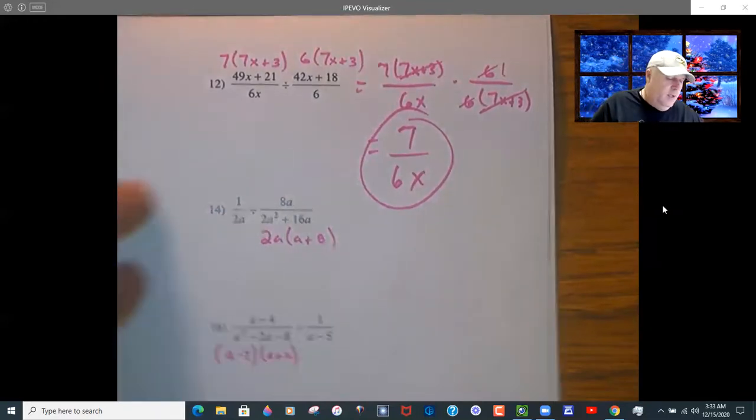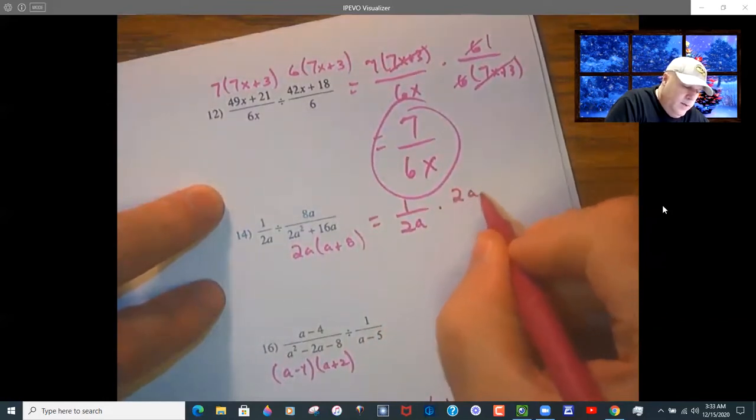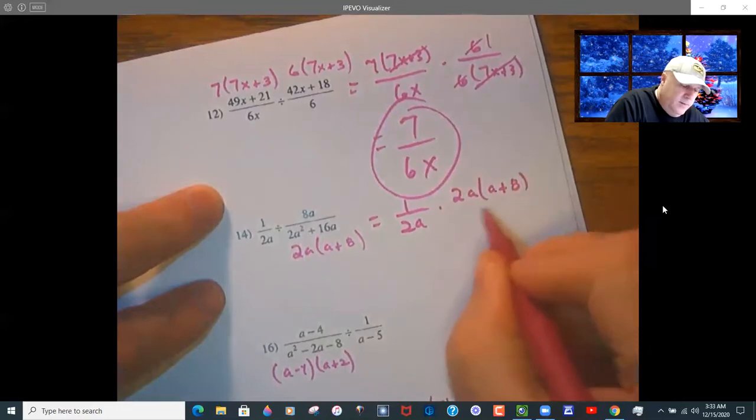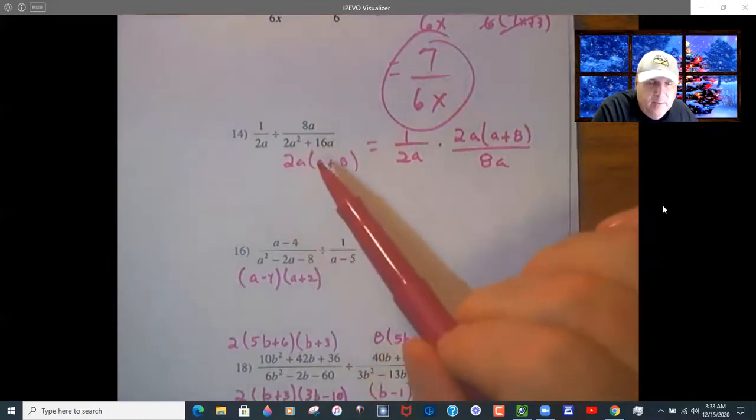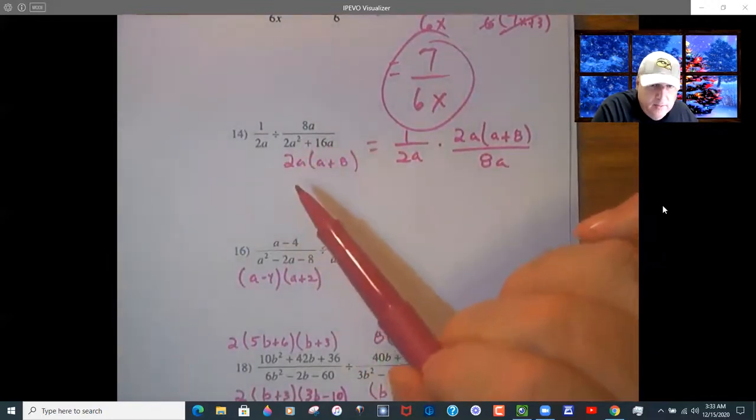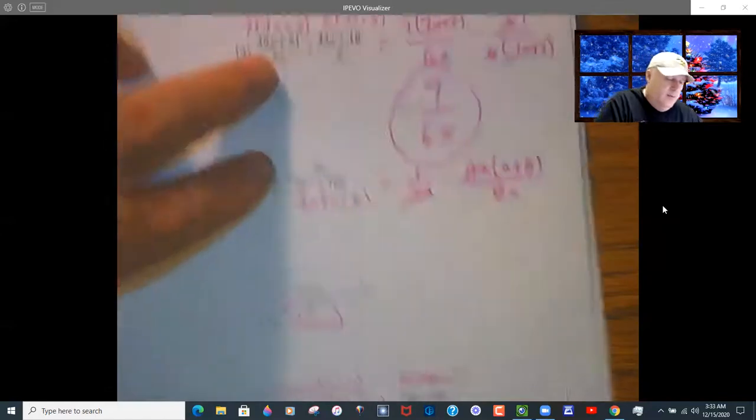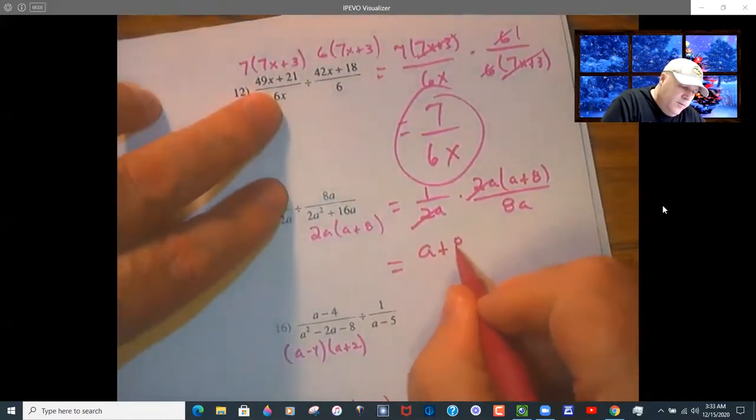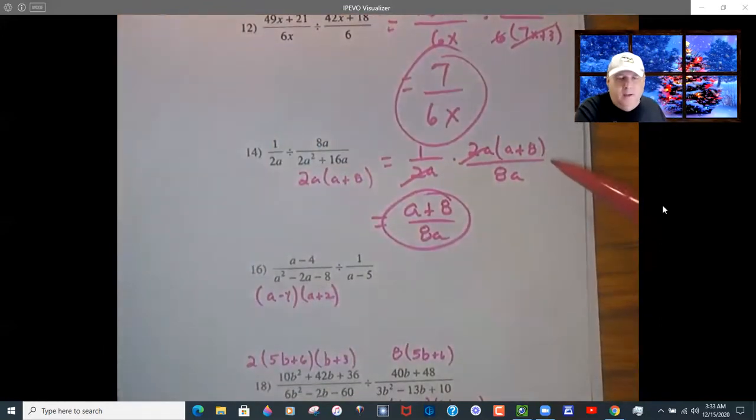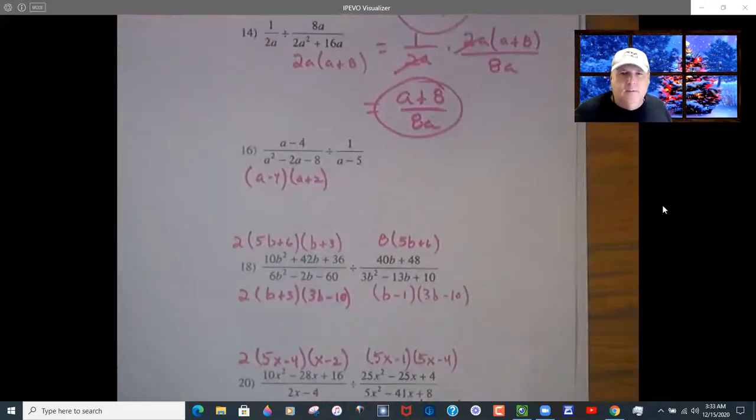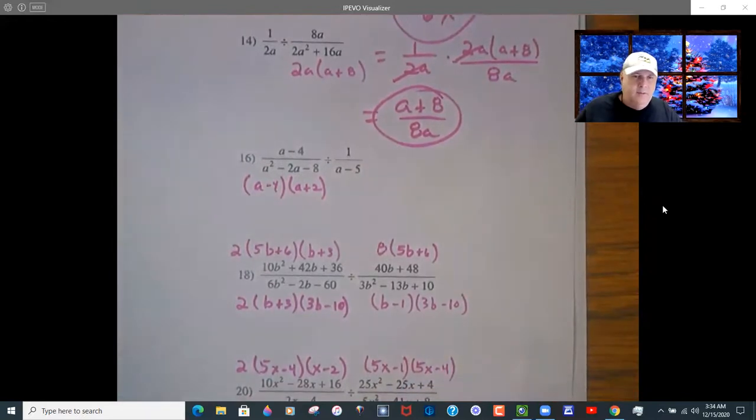All right, problem 14. So this is 1 over 2a times 2a times a plus 8. That's the factoring. So you have to factor this bottom correctly, or you're not going to get it right. So the 2a's drop, and you have a plus 8 over 8a. You cannot cancel. If you have an a plus 8, you have to have another a plus 8. If you have an a on the bottom, you have to have another a on the top. You cannot cancel parts of a factor.